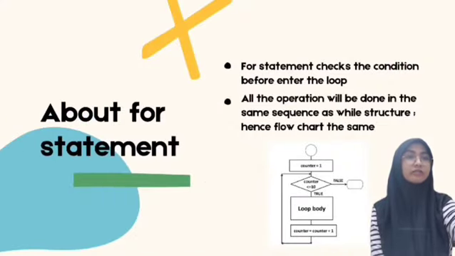About the for statement. The for statement also checks the condition before entering the loop, and all the operations will be done in the same sequence as the while statement. Hence, we can see the flowchart is almost the same.